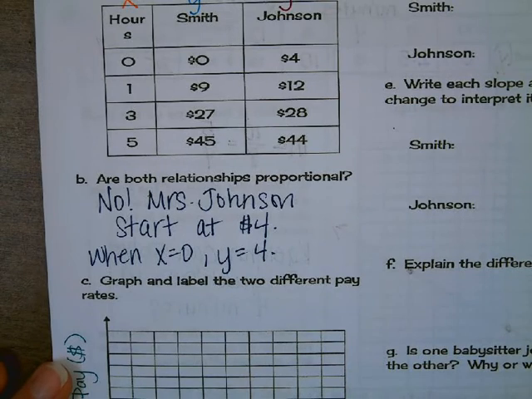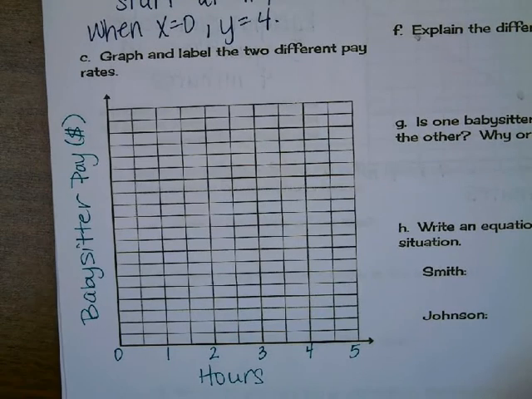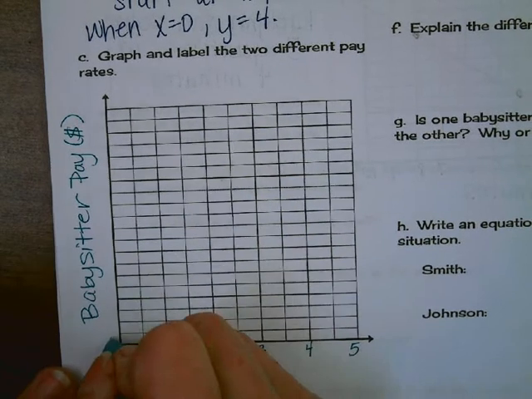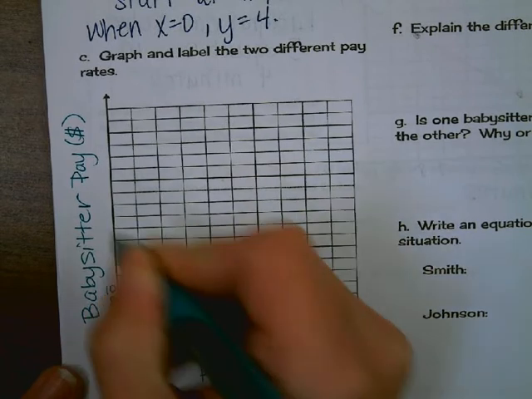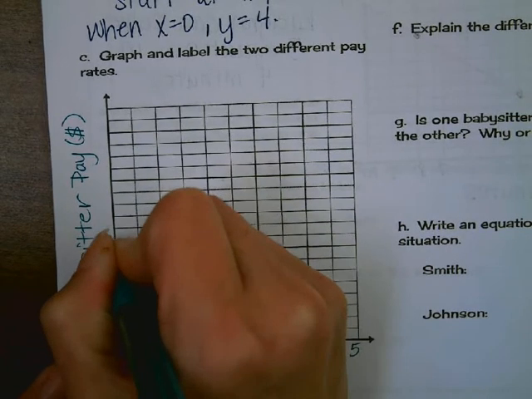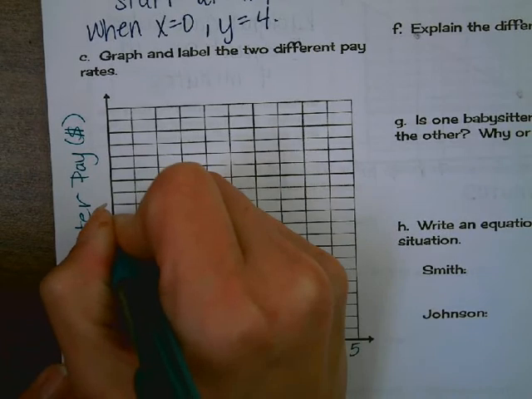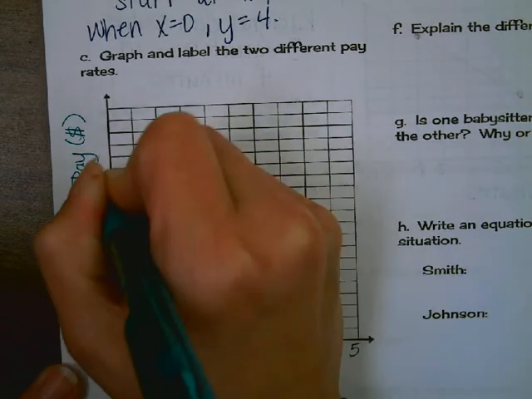So when I'm looking at my scale, I see that for me, Mrs. Smith, it goes from 0 all the way up to 45. And Ms. Johnson goes from 4 to 44. Well, I have 20 lines on my graph. So what I think I'm going to do to try to be able to fit in the most points possible, I think I'm going to count all of my lines by 2. So 2, 4, 6, 8, 10, all the way up to the top.